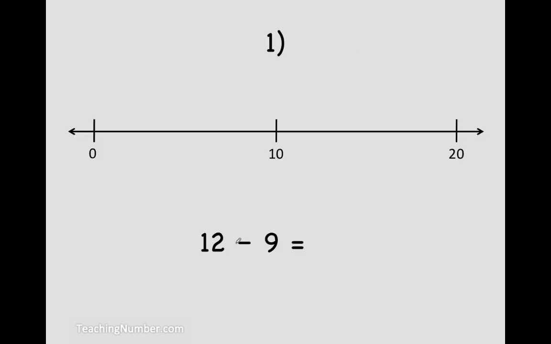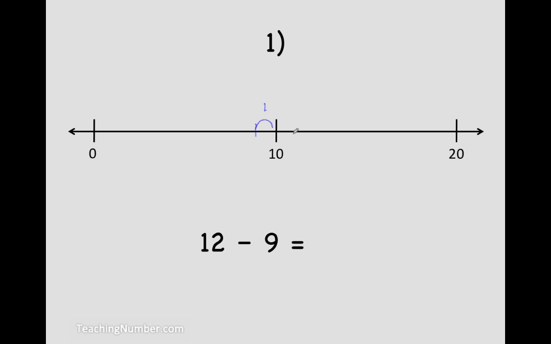Okay, our first problem is 12 minus 9. I know that 12 minus 9 means the distance from 9 to 12. So what's the first number I should find on my open number line? Well, the first number I need to find is 9. And I know that 9 is right next to 10. So I'm going to put my hash mark pretty much right next to 10. And the distance from 9 to 10 is 1. And I know that 12 is 2 bigger than 10 because 12 means 10 and 2.